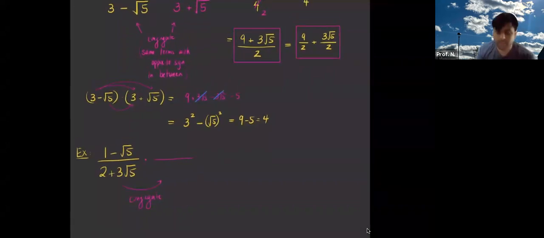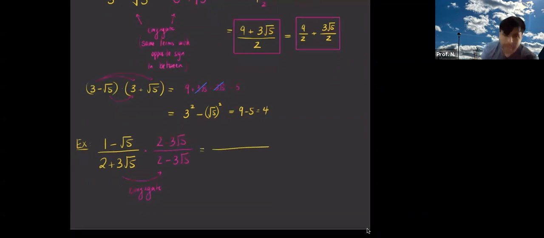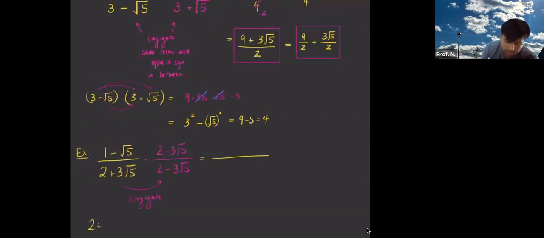So what's the conjugate of 2 plus 3 rad 5? It's 2 minus. Remember, it's the same terms, just a different sign in between. So 2 plus 3 rad 5 becomes 2 minus 3 rad 5. And I do the same exact thing in the numerator. Now, what should I expect when I multiply 2 plus 3 rad 5 by 2 minus 3 rad 5?